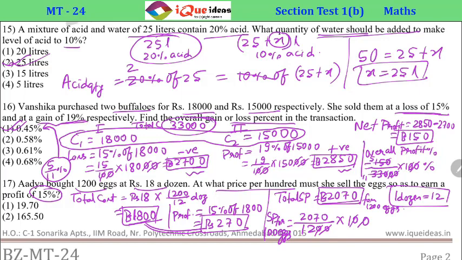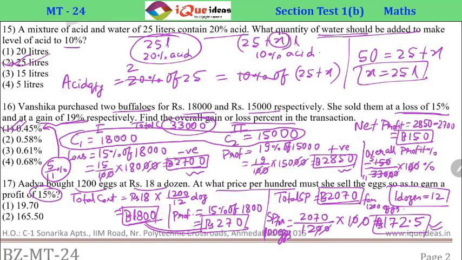0, 0 cancel. Now 2070 by 12. This is the selling price for 100 eggs. Now how do we calculate? I think we should simply divide. So 2070 divided by 12. 12 times 16 is 192. 12 times 17 is 204. So 30 will remain. 12 twos are 24. Then 12 times 0.5 is 6. So 172.5 rupees is the answer of this question.